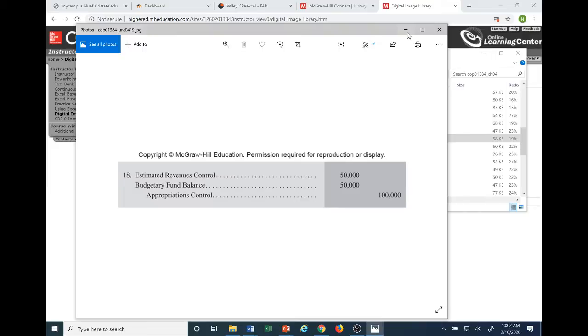On Friday, we left off talking about amending the budget. If you recall, it's this slide we left off on. Here we know that budgetary fund balance was down by 50,000 because estimated revenues were 50,000 higher than we thought they were going to be, and the appropriations control was $100,000 more. So obviously the difference between 50 and 100 is the plug of 50 for budgetary fund balance. So that's where we left off on Friday.